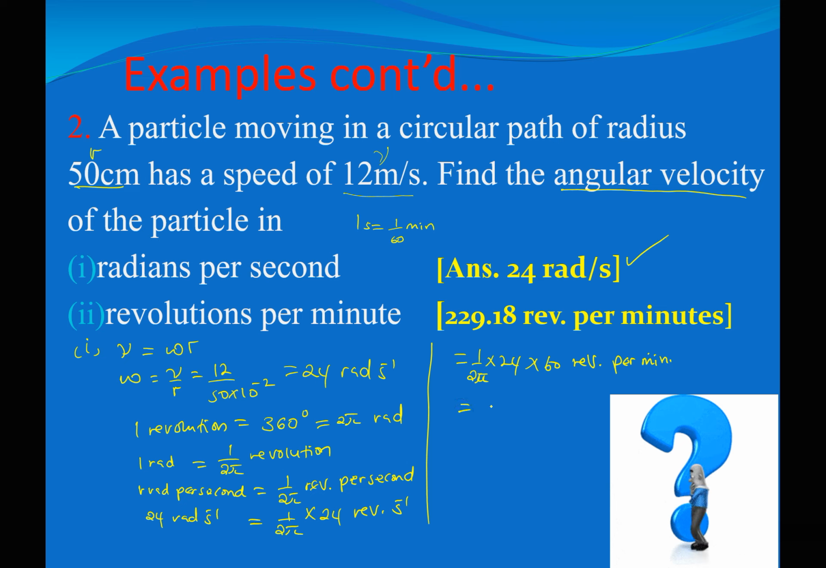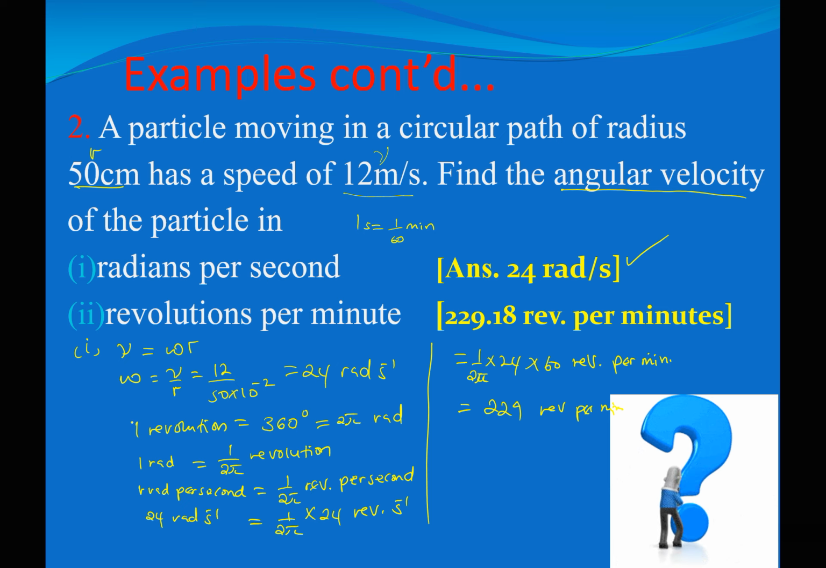Then I will just press my calculator here. So I have 24 times 60 divided by 2 pi. So this is giving me 229. This is going to be revolutions per minute. But of course, revolutions is like the number of cycles per minute. That is like frequency, but this time it is not in hertz. Instead of per second, it is in per minute. Revolutions per unit time is frequency.